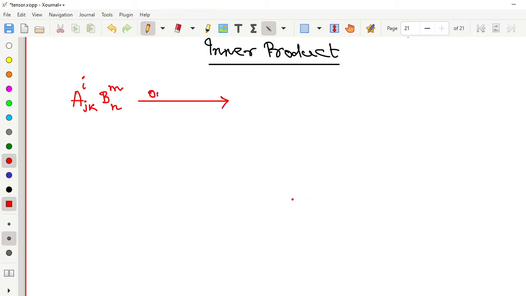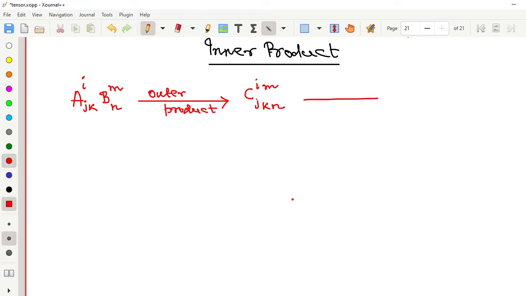I take an outer product of this. You see that once I take an outer product, what will happen? I get a new tensor. You know that the dimension of the tensor will be higher. That is, this will now be C with indices i, m and then j, k, n. That is what the outer product is.